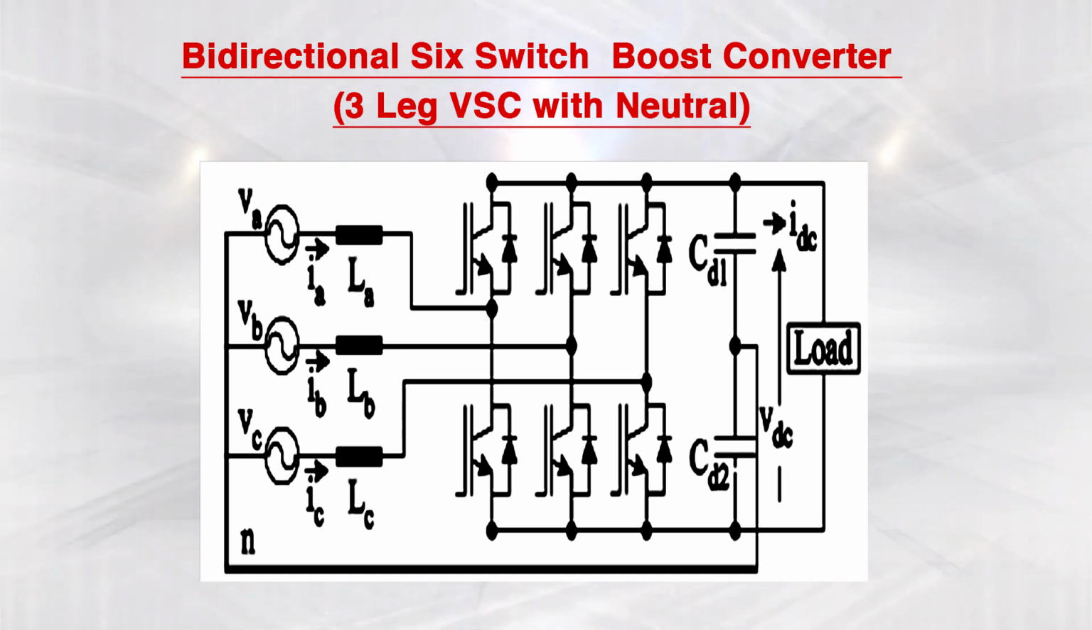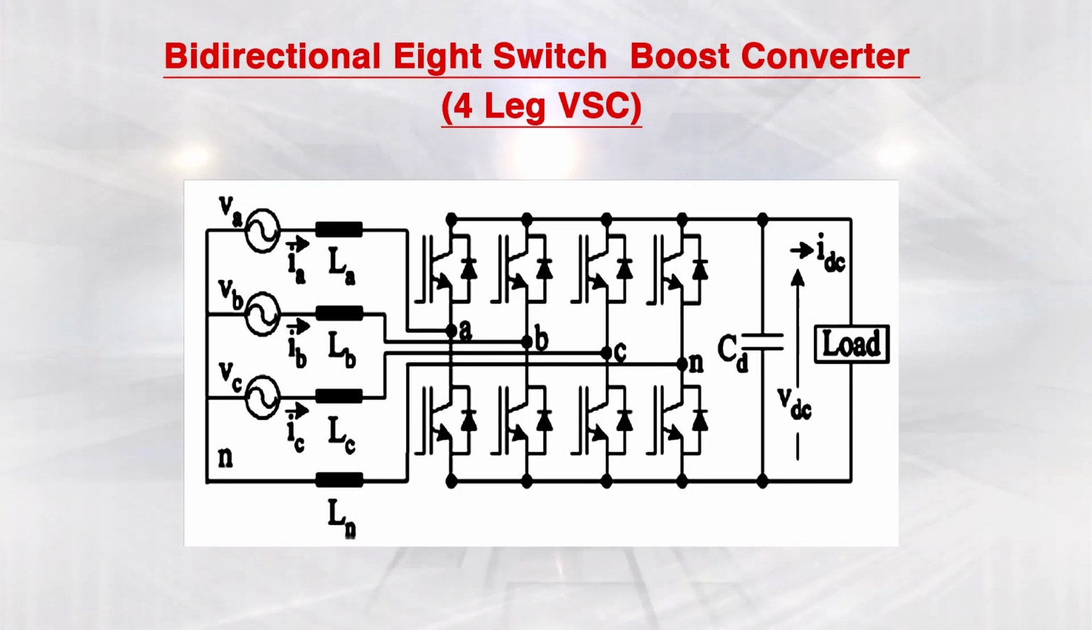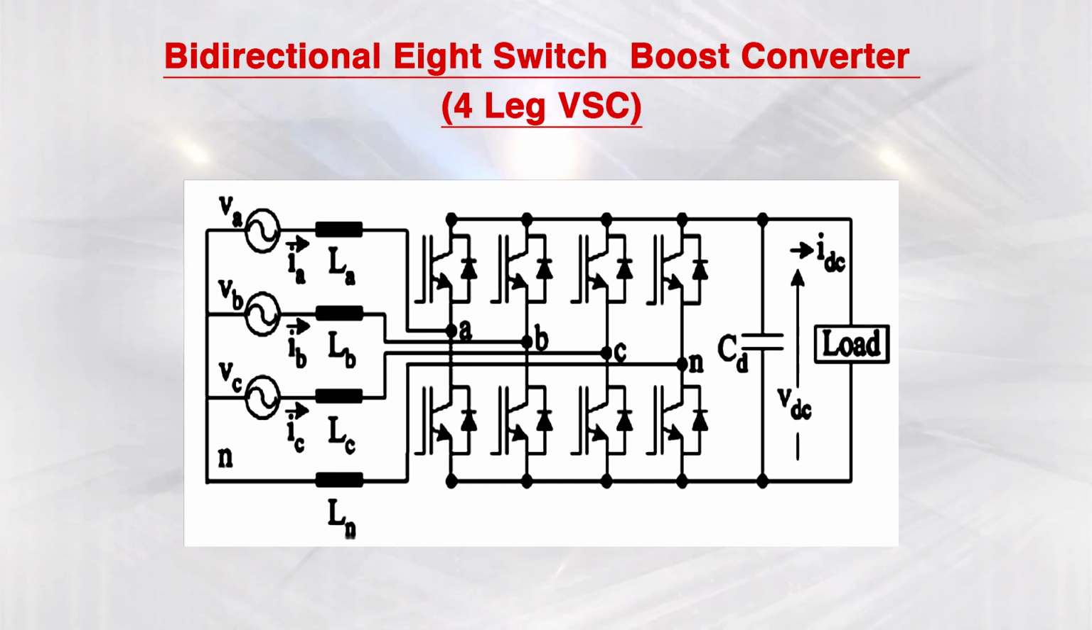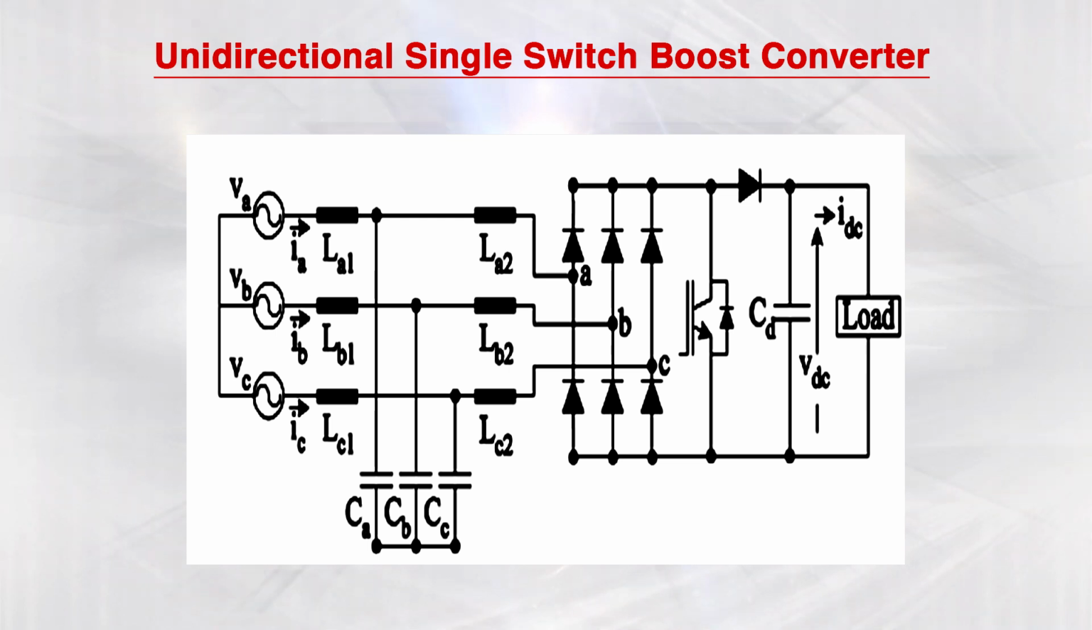So, 3 legs are connected through the 3 phase supply, and the neutral wire is connected to the midpoint of these capacitors. Instead of using capacitors, we can utilize a 4th leg, also with 2 devices, and the 4th leg is used to compensate the neutral current. We may have a unidirectional single switch boost converter, and these multi-level converters are also popular.